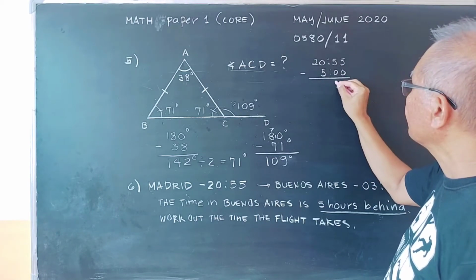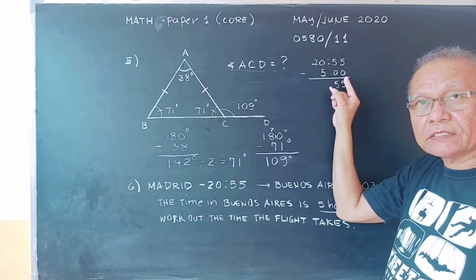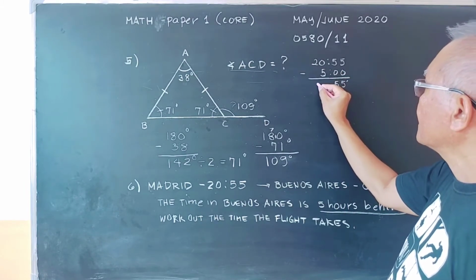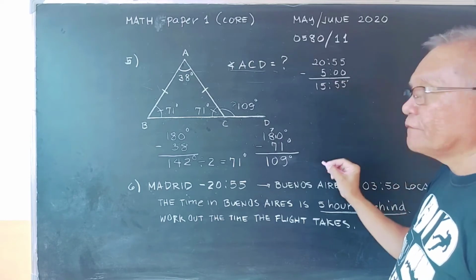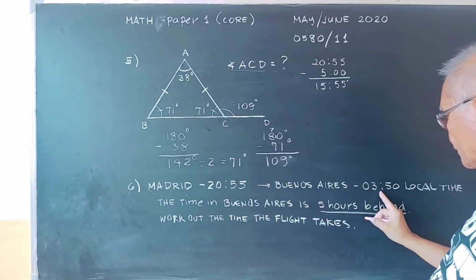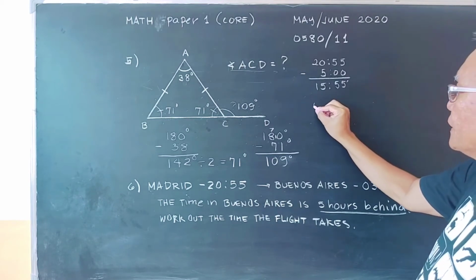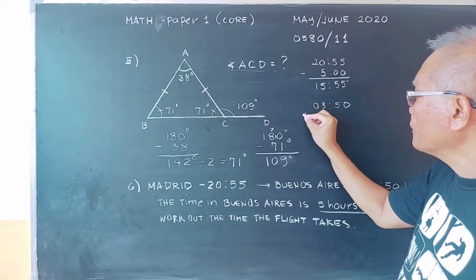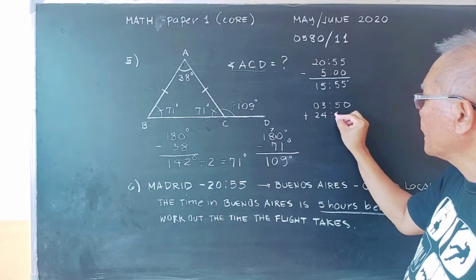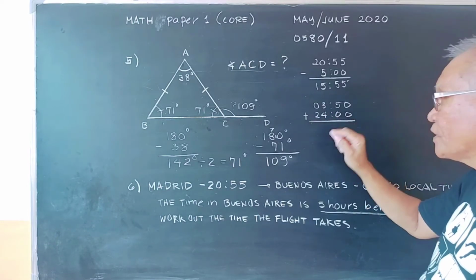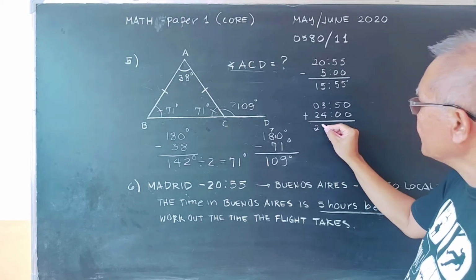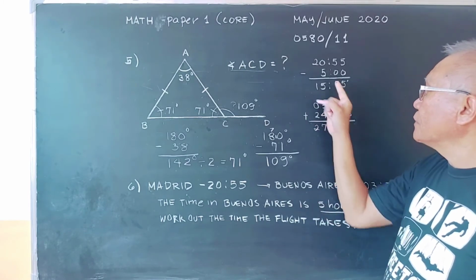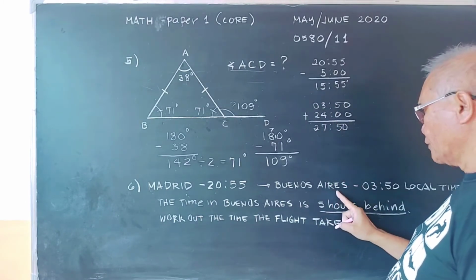Okay. So here is 55 also, minutes. Do not subtract that from minutes or minutes from hours. And then 20 minus 5 is 15:55. And then here is 3:50. But the 3:50, meaning we are going to add 24 hours here. Let's convert that one to 24 hours. So this one is 27 and 50. That one is the hours in Buenos Aires.